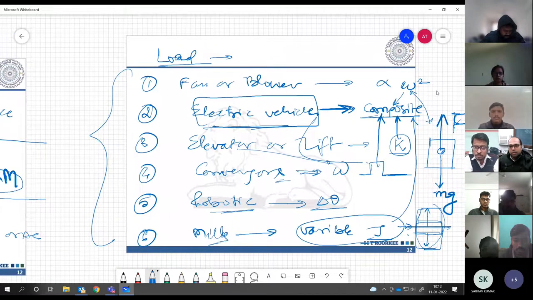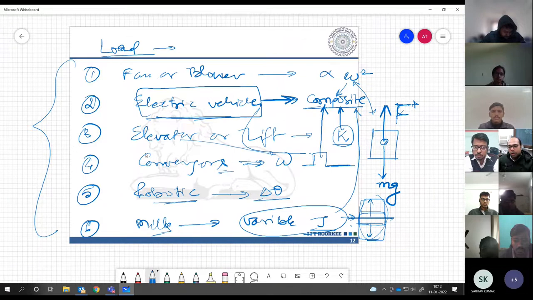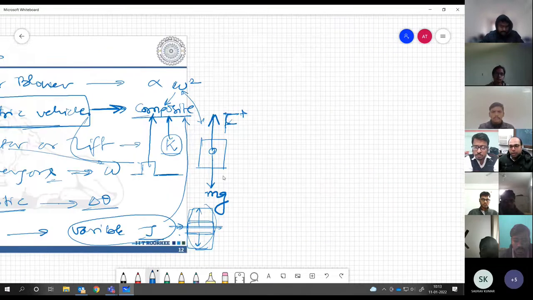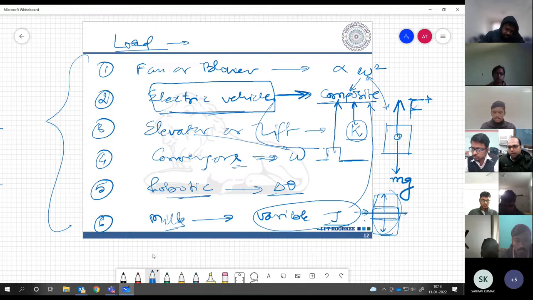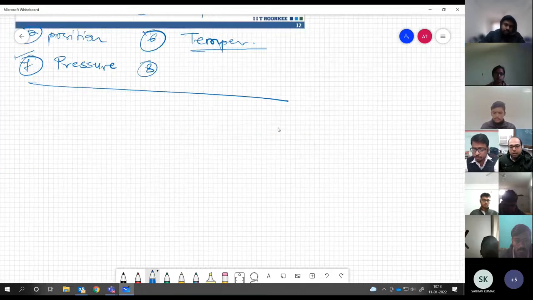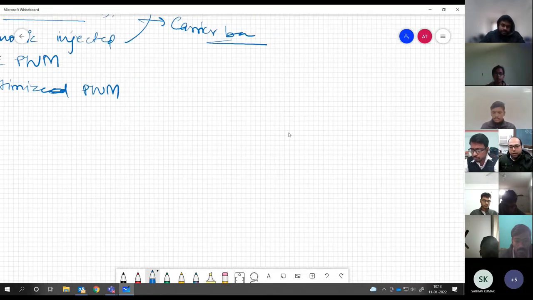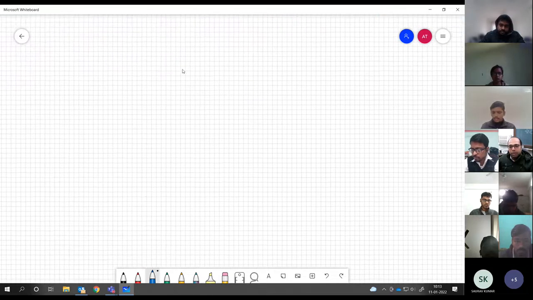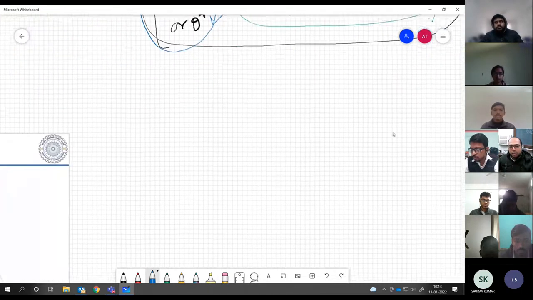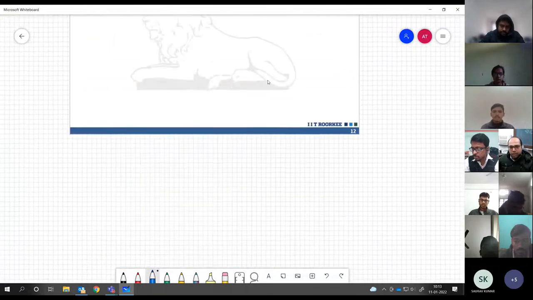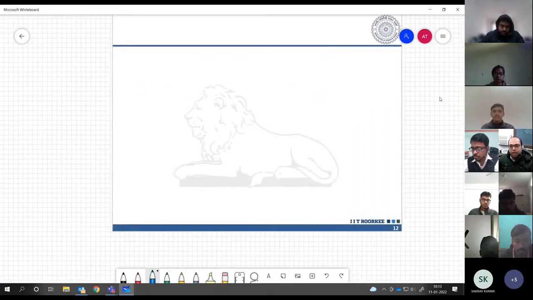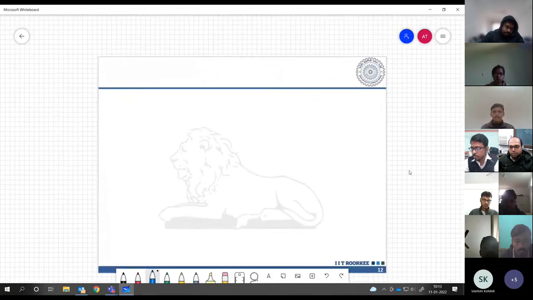And then we have discussed the load, what all different types of load could be there. Now, today's lecture will be dedicated more to the load or the mechanical dynamics. So we will try to understand what happens and how it happens. Whenever we are taking power from the motor, how is it getting distributed, where is it going? These things we will try to discuss. In short, we are going to discuss the mechanical dynamics of our system.